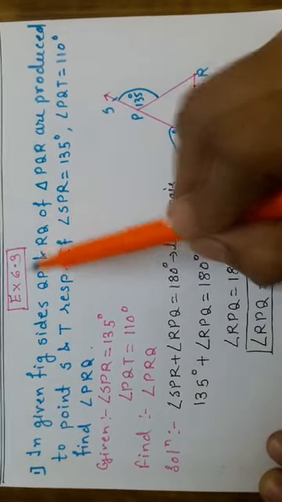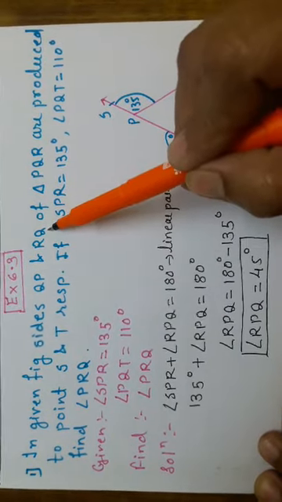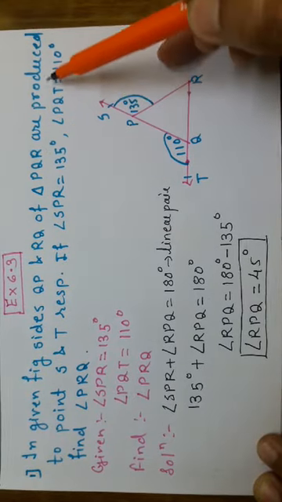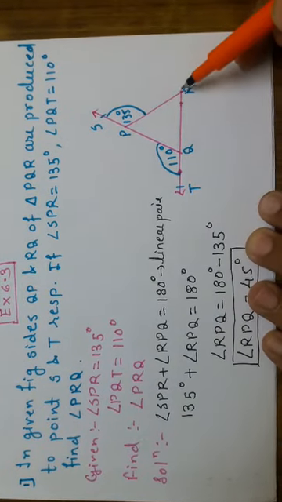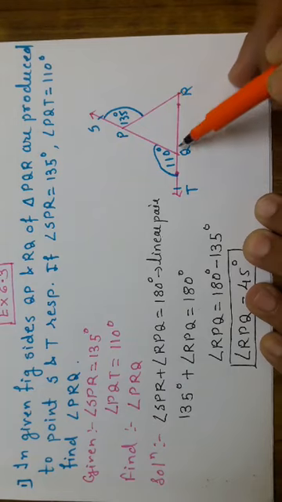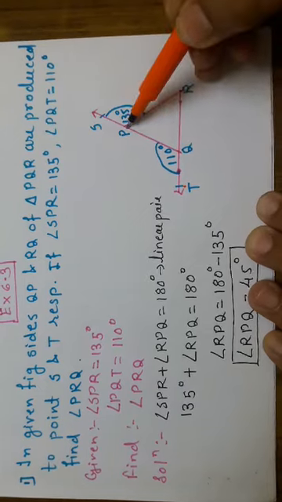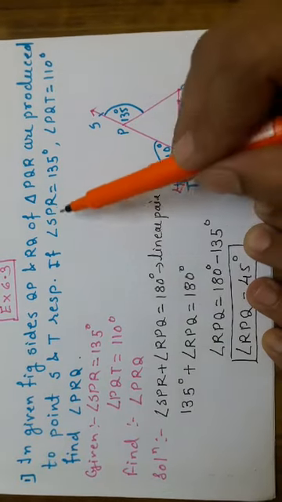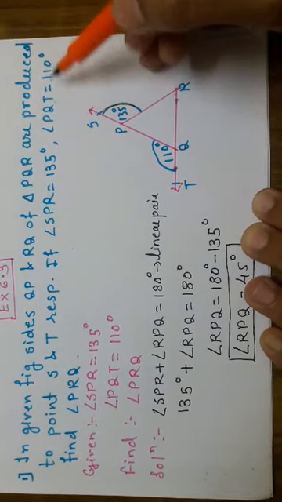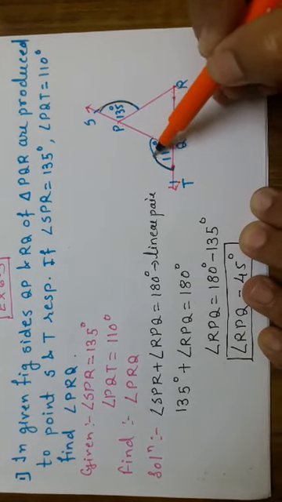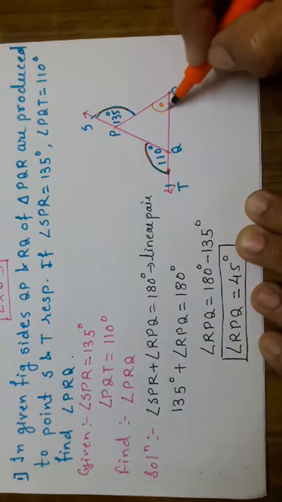Let's start 6.3. In the first problem, in the given figure, sides QP and RQ of the triangle PQR are produced to the points S and T respectively. Here triangle PQR is there, side RQ is extended to point T and QP is extended to point S. If angle SPR is 135 degrees and angle PQT is 110 degrees, we have to find angle PRQ, this angle.